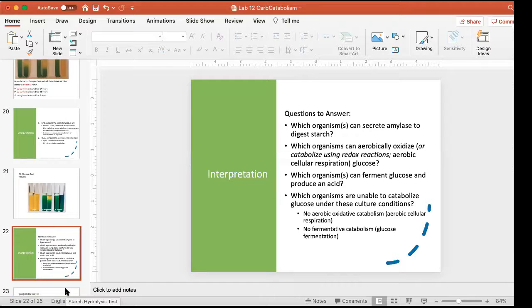So the questions that you should be able to answer now, and you're going to see some of these on your homework, is which of those organisms can secrete amylase? Remember the starch plates. Which ones can oxidize or break down glucose using aerobic cellular respiration? Which ones can ferment glucose? And which ones can't do either? Because for whatever reason, under these conditions, they couldn't. Maybe they're doing anaerobic cellular respiration, or maybe they're fastidious.